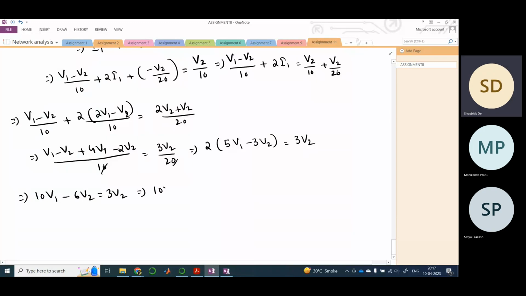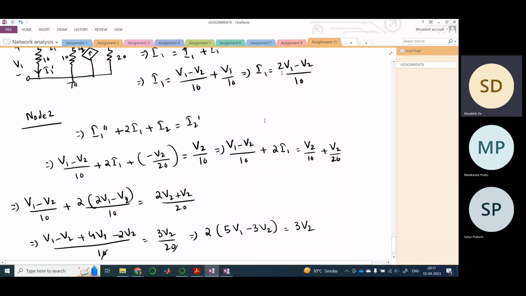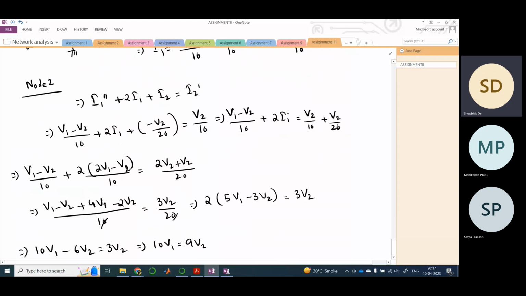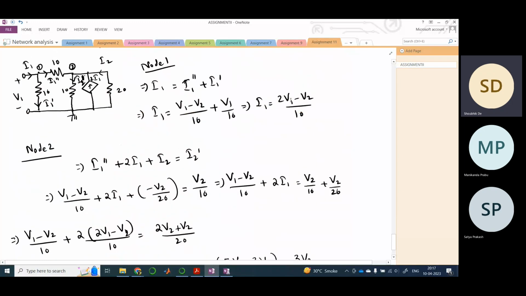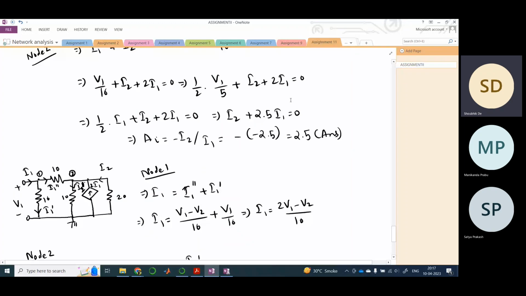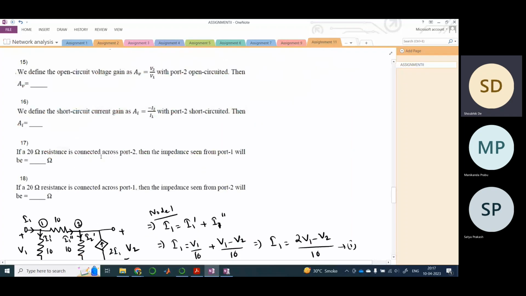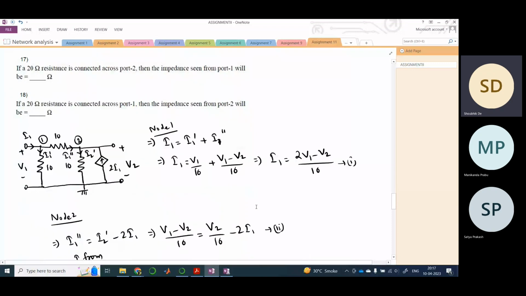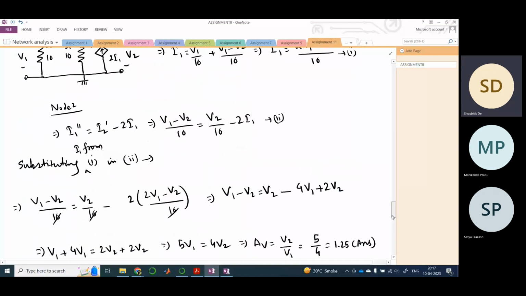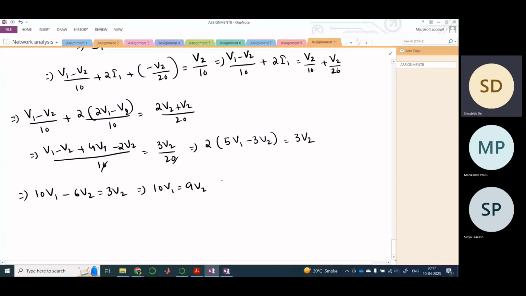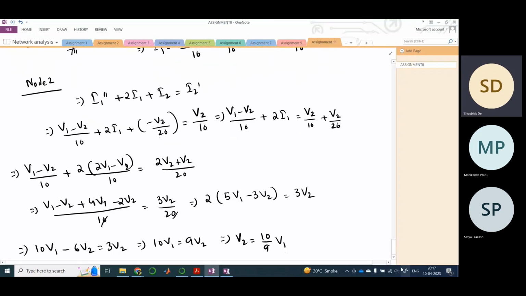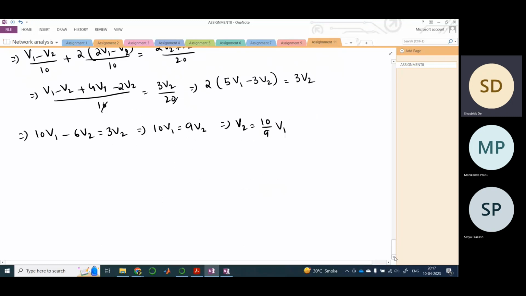Therefore, we get a relation between V1 and V2, but now we can substitute this here, right? Because we need to find V1 by I1, because here they have told us to find the resistance, the impedance seen from port 1 if we connect a 20 ohm resistor at port 2, right? I'll just write it like this. Right, so we'll just substitute this here.